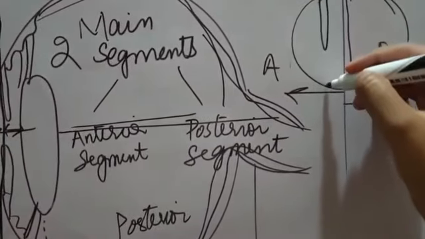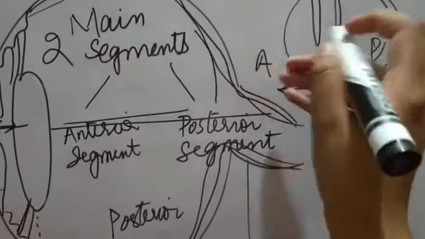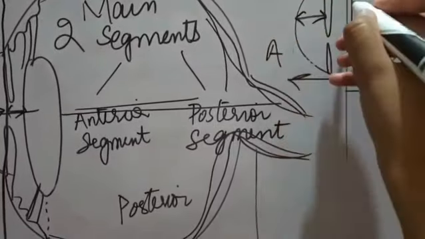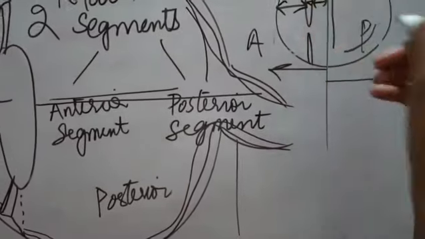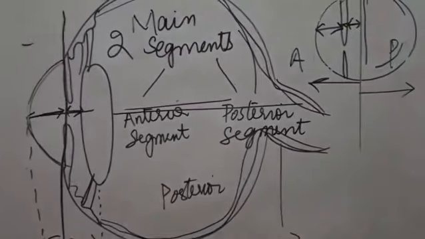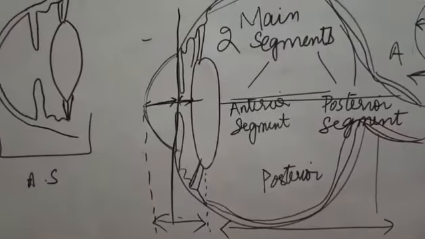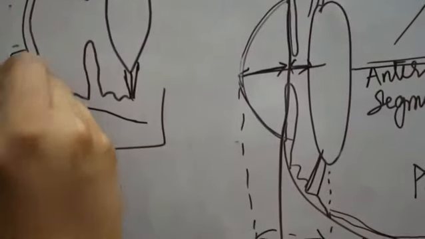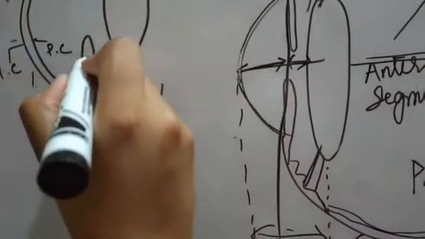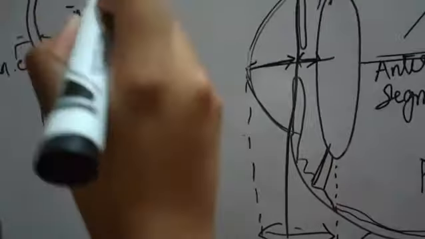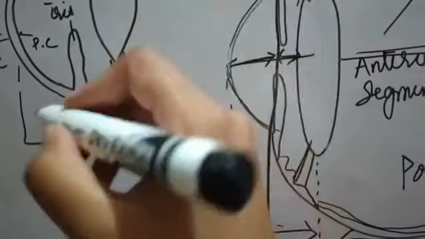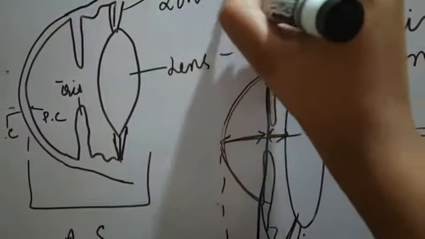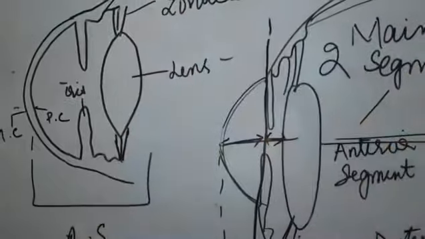But if we have any obstacle over here, it will divide this segment into two further small portions, right? The same happens in our anterior segment. Here you can see this is the anterior surface of the cornea, anterior cornea. This is the posterior cornea. This structure is the iris. Here we have the crystalline lens. These are the zonules and this is the ciliary body, right?